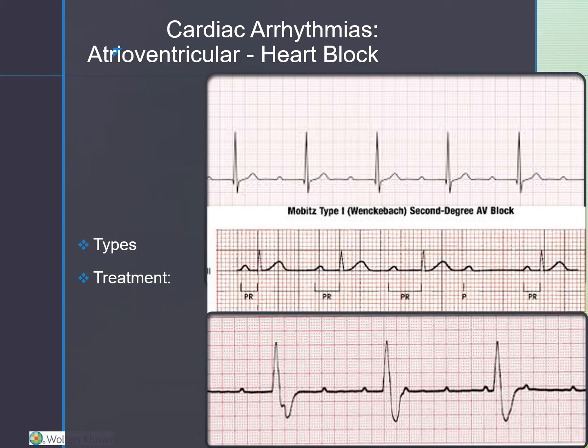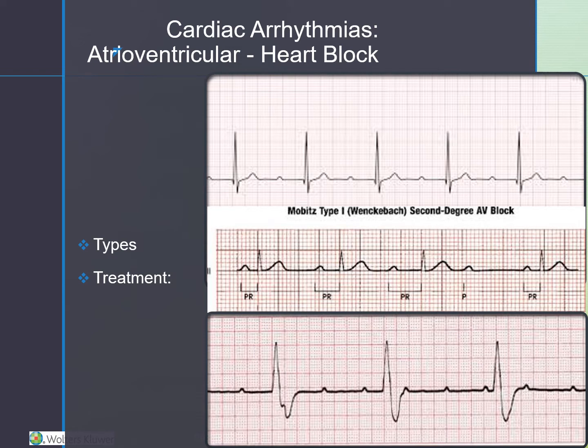Heart block are disorders in the conduction pathway that interfere with the transmission of the impulses from the SA node through the AV node to the ventricles. We have different types. We've got first degree, second degree, and third degree. Third degree is considered to be a complete heart block. First and second degree heart block, we just have a delayed impulse going through the heart.